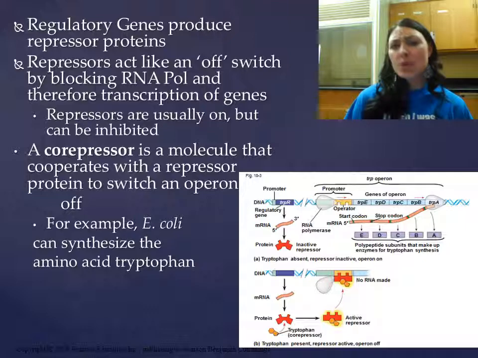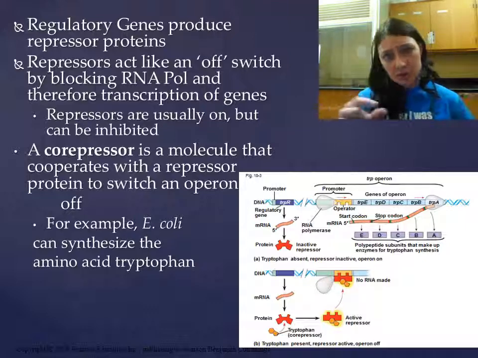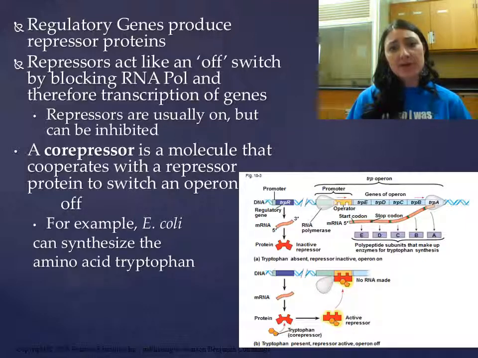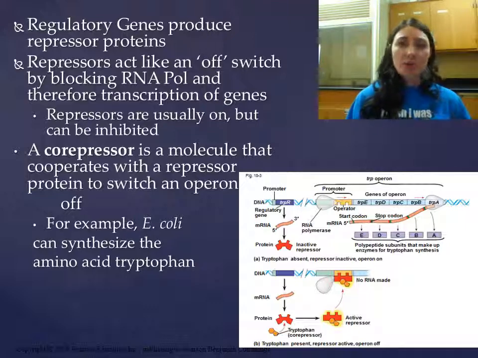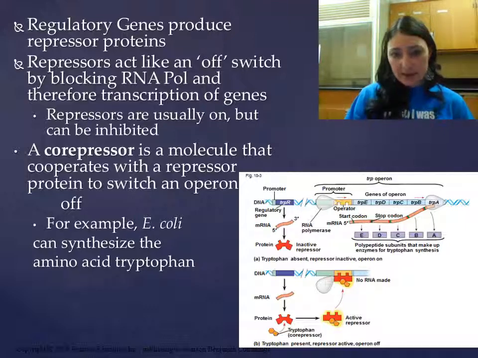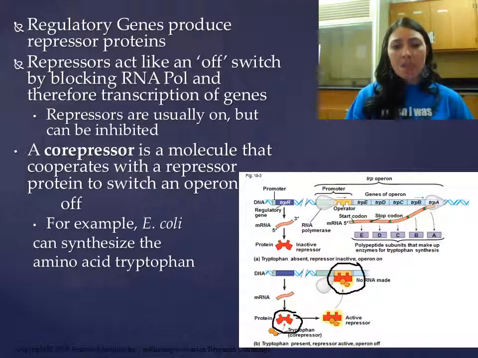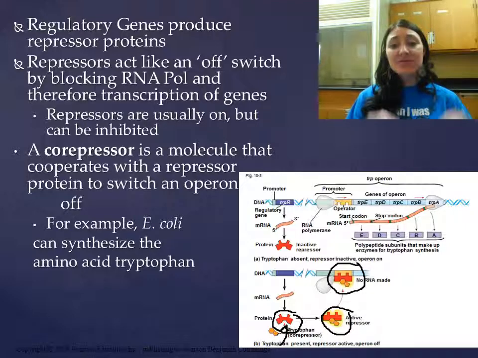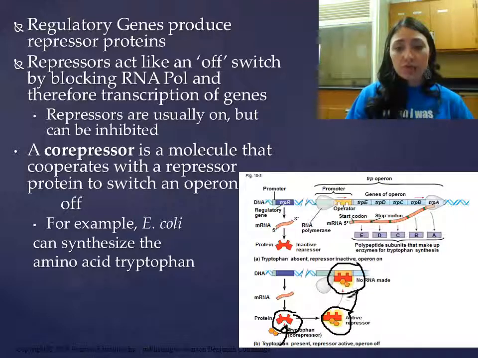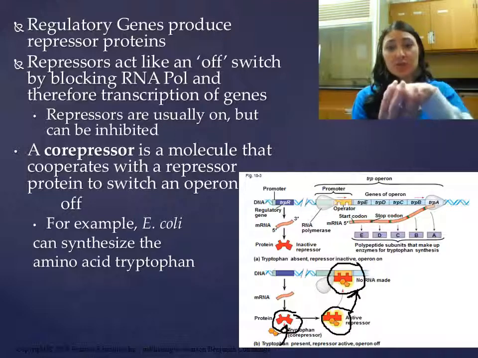And if we have a co-repressor, we're talking about a molecule that actually coordinates and interacts with the repressor molecule, and it helps to switch the operon off. So in our example down here, we see that our repressor right here is inactive, meaning it's not in the right shape to interact with our operator. When tryptophan interacts with the repressor, and it is a co-repressor, it changes the conformation, so it activates your repressor. In the active form, your repressor will travel to the operator and it will interact with the operator.